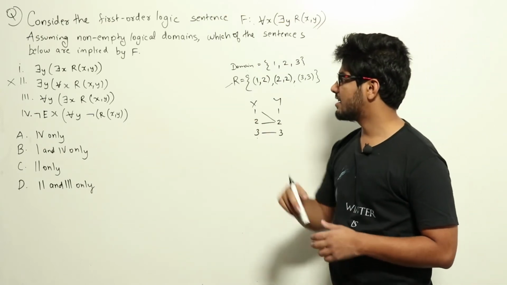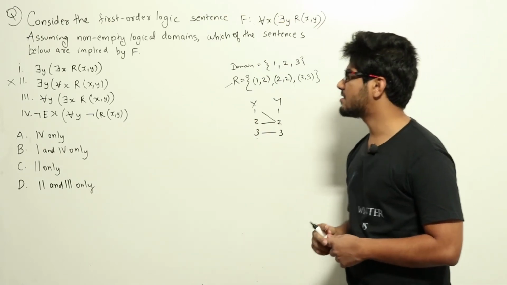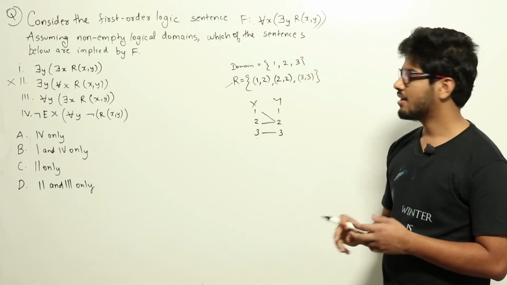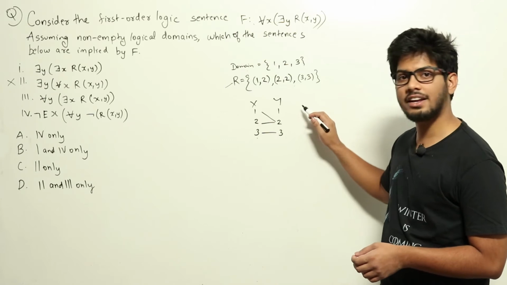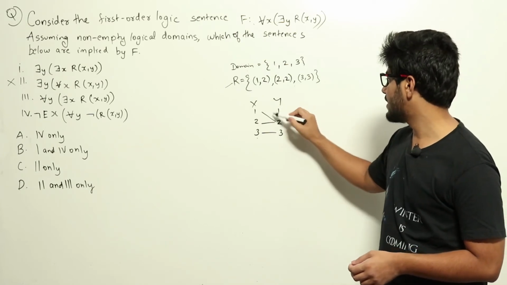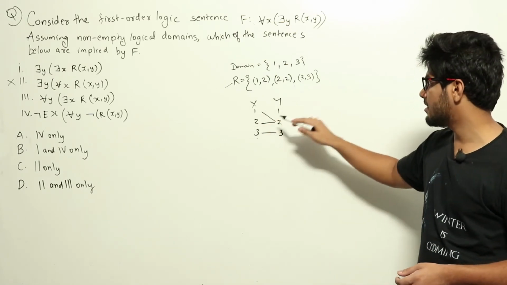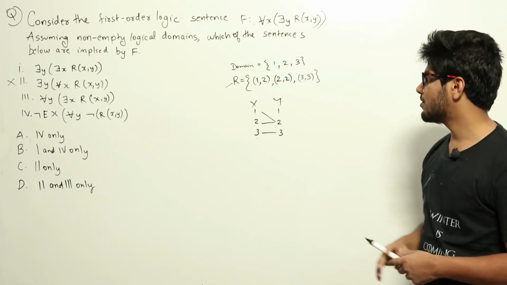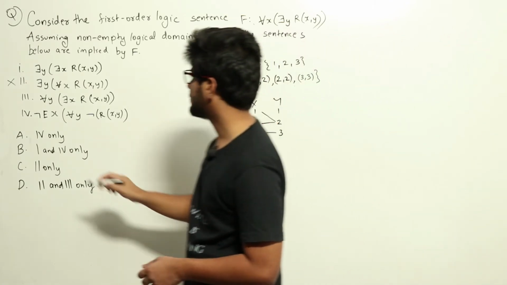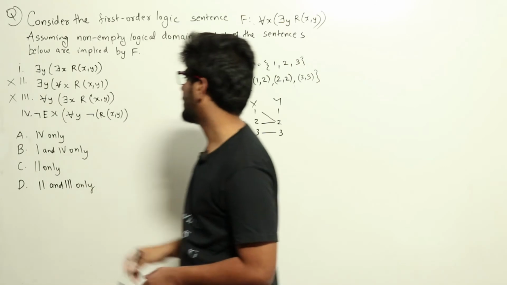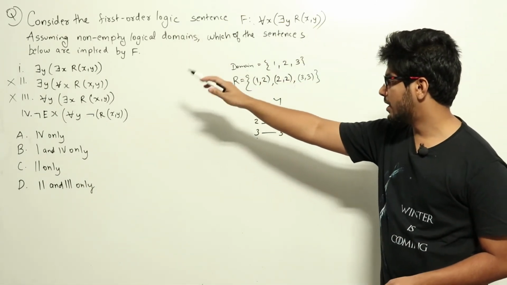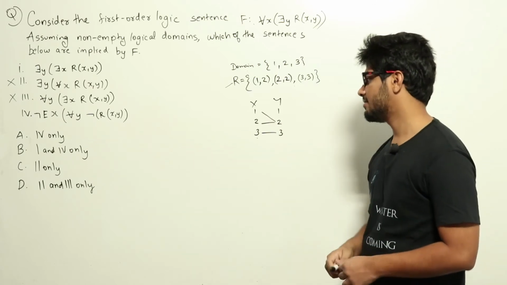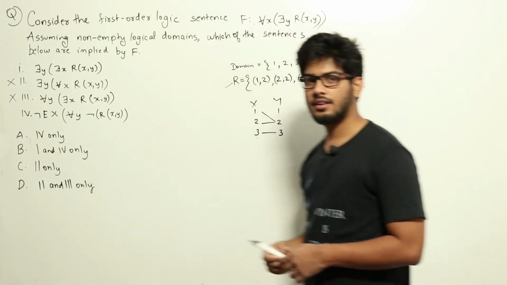Now let's look at statement 3. For all y, there exists x such that x is related to y. They are saying that whatever y we take, there should be some x which is related to that y. Now clearly when y equal to 1, there is nothing related to this y. So this statement is also false. Now statements 2 and 3 are false, so options C and D are eliminated. Only A or B should be correct.